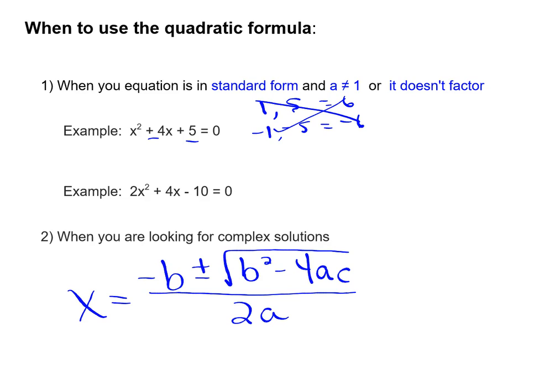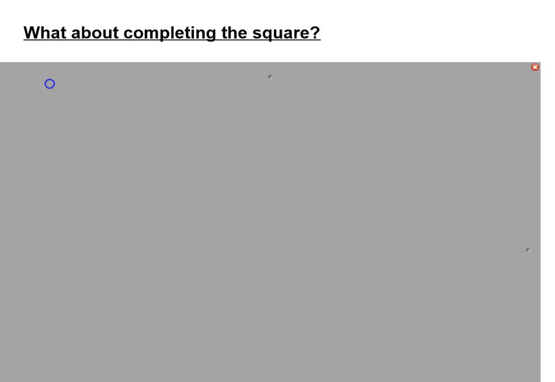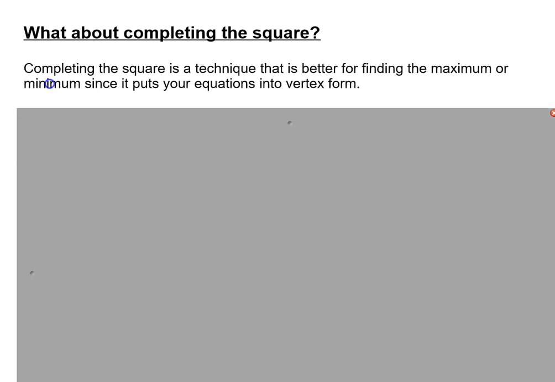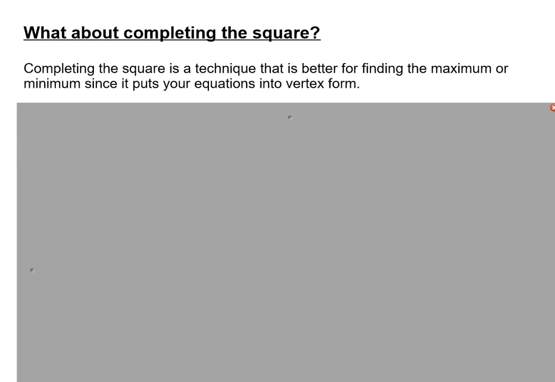And then the last thing I want to talk about is, what about completing the square? We didn't mention completing the square. Completing the square takes an equation from standard form into vertex form. So to me, it's generally not the best method for solving, but what it is really good for is finding the vertex, because it changes something from standard form into vertex form. So completing the square is a technique that's better for finding a maximum or minimum since it puts it into vertex form.